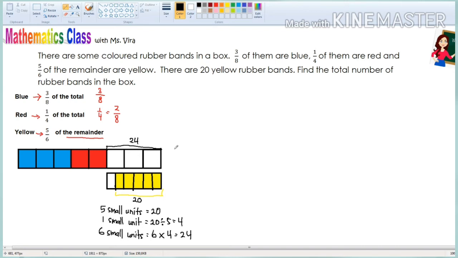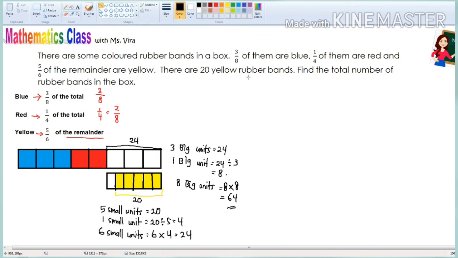Then we can write 3 big units is 24. 1 big unit equals 24 divided by 3 equals 8. And the number of rubber bands in the box is the total of 8 big units. So 8 big units equals 8 times 8 equals 64. So there are 64 rubber bands in the box.